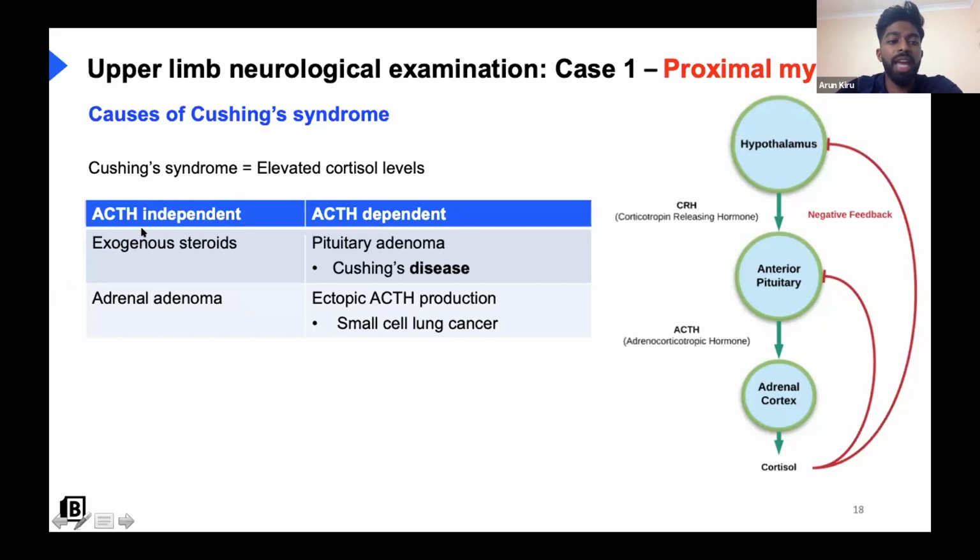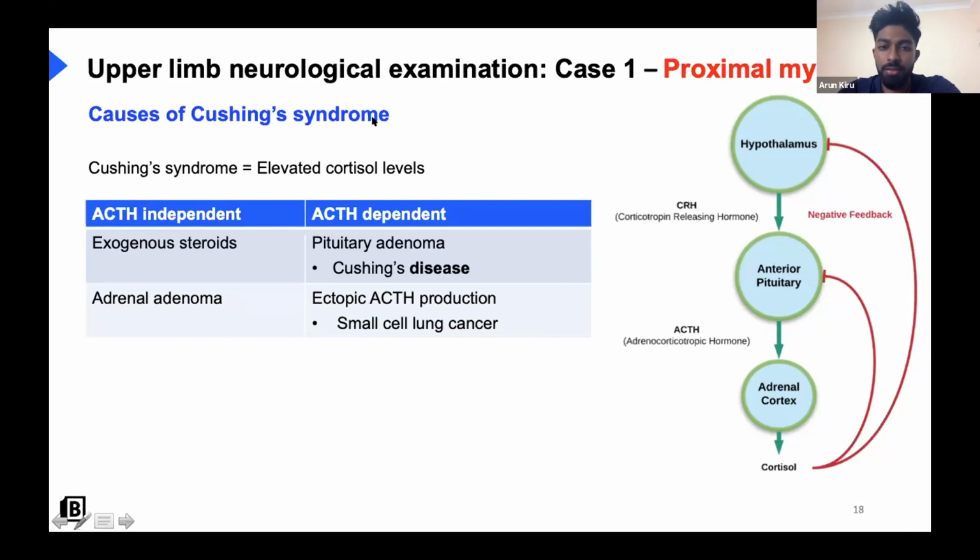The reason I put them under ACTH independent is because those reasons, the external steroids plus the adrenal adenoma, are completely independent of ACTH. Remember, ACTH regulates the production of cortisol, but these are right at the distal end of this pathway. So they're ACTH independent. For example, these patients will have high cortisol levels, but they'll have low or normal ACTH levels because of that feedback loop.